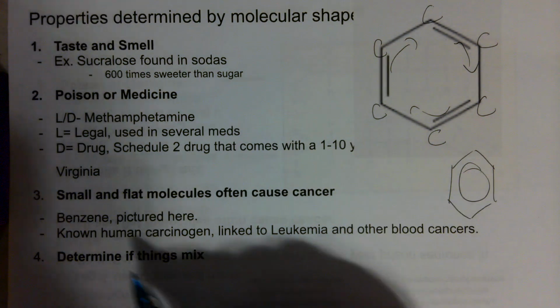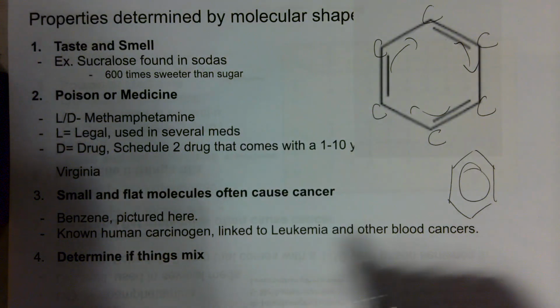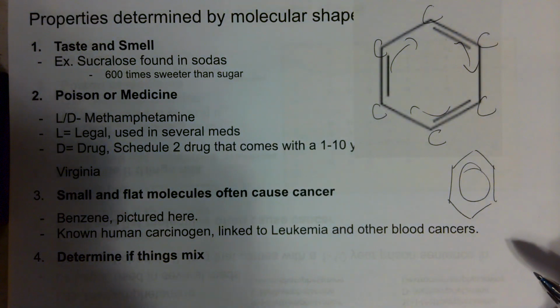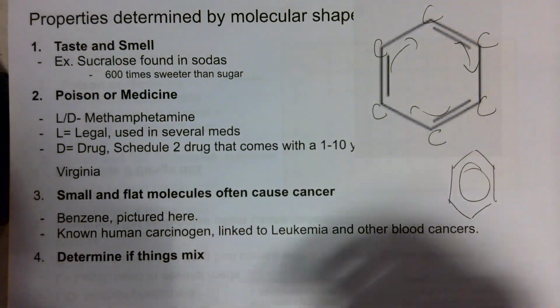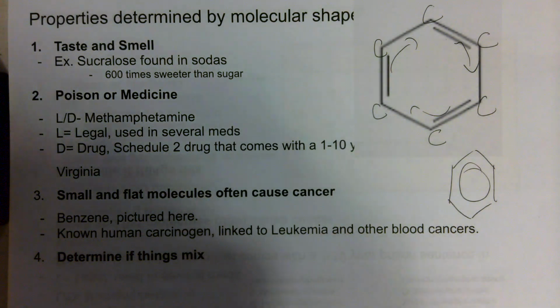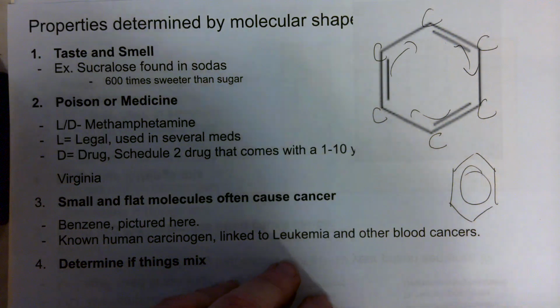Now the thing is that benzene is a known human carcinogen and has been directly linked to leukemia and other blood cancers. It's incredibly small, it's incredibly flat, it can easily get into places it's not supposed to, and when it does, it causes problems for us. So, important thing to think about.